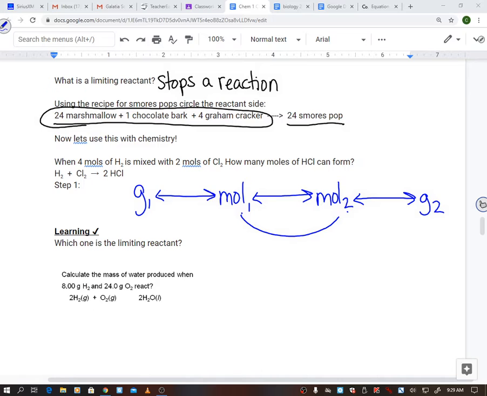Now if we look at this learning check, it says which one is the limiting reactant? And then it says calculate the mass of water produced when. Now they are starting us at grams this time.